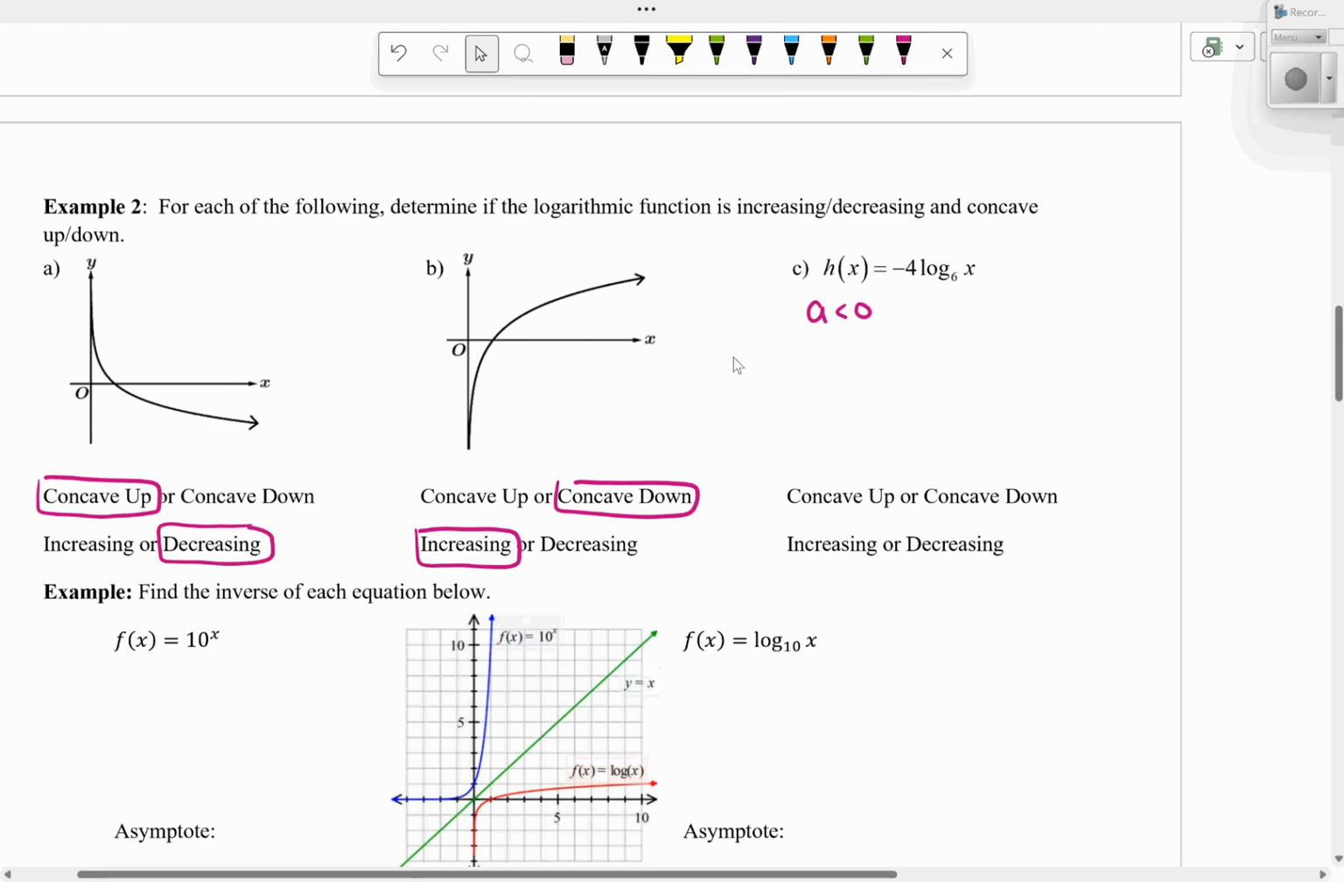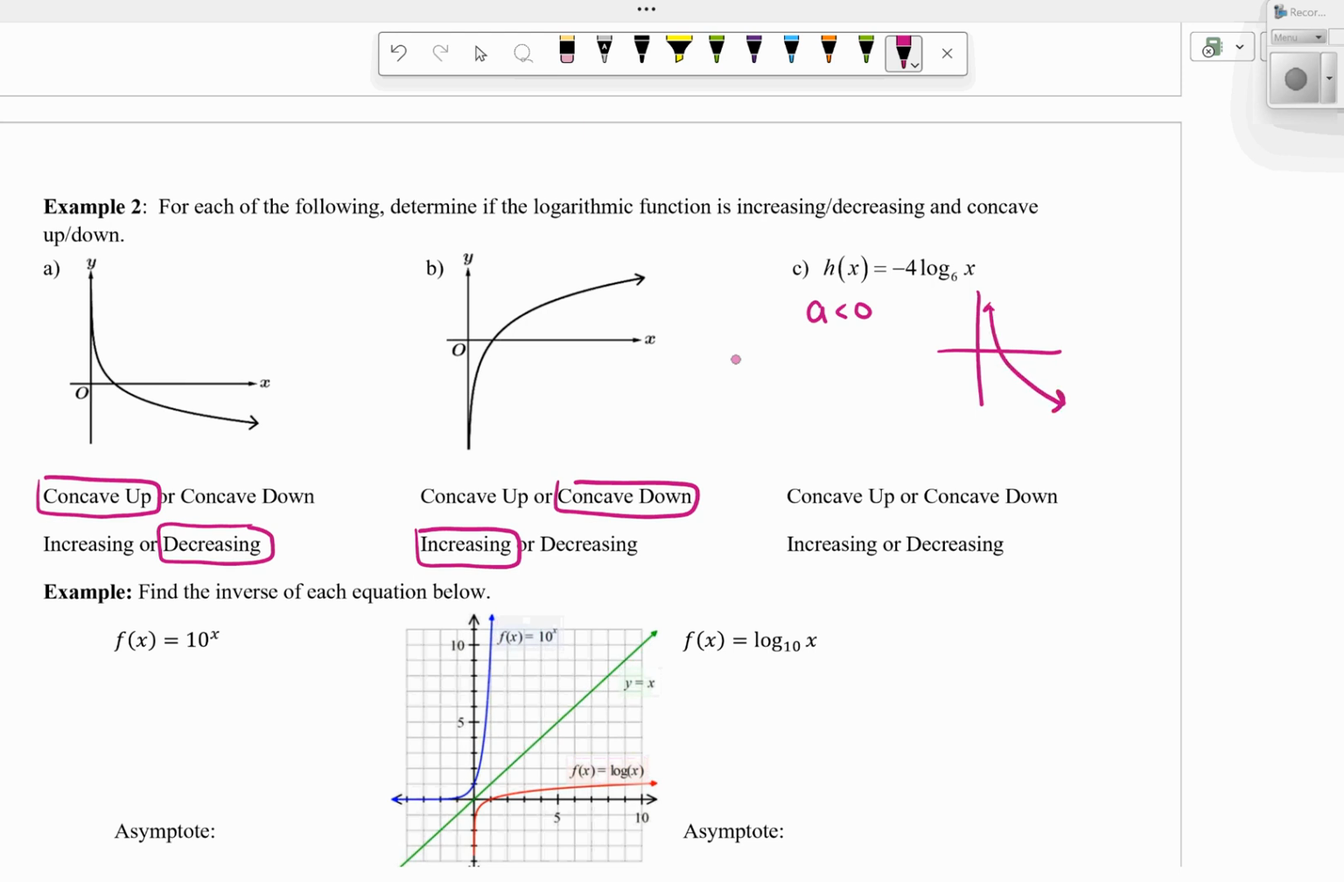So looking over here, we know a is less than 0. We haven't moved our graph left or right, so I know my graph is going to be going something like this. So this is going to be, in this case, concave up because the curve is going to be bending upwards. And then our graph, you can see from left to right, the y values are decreasing, similar to our first graph that we had.